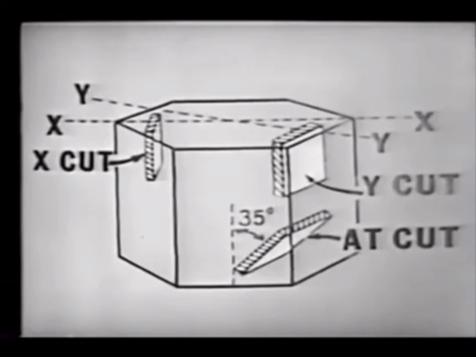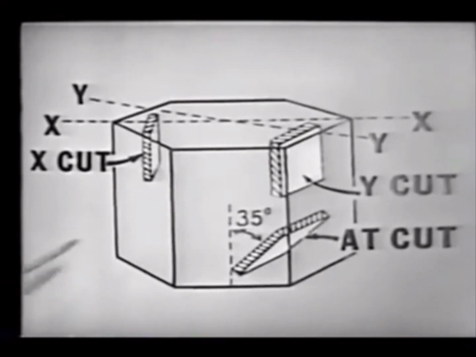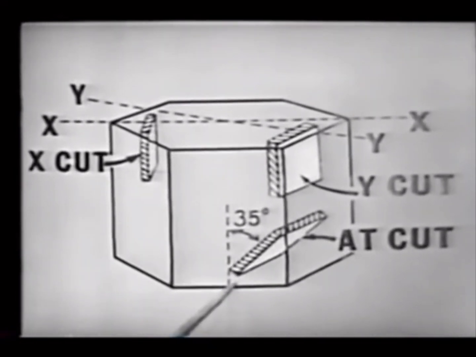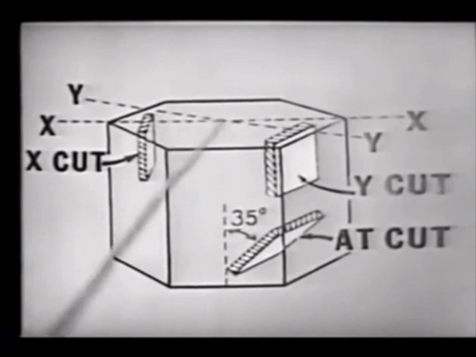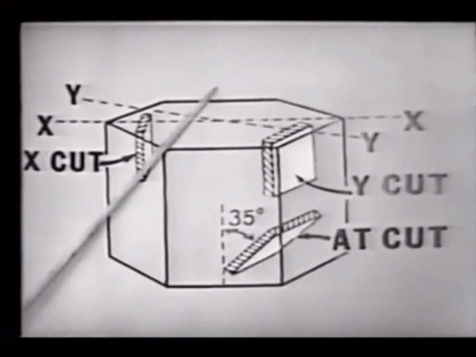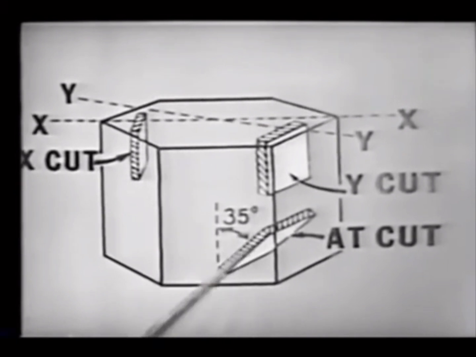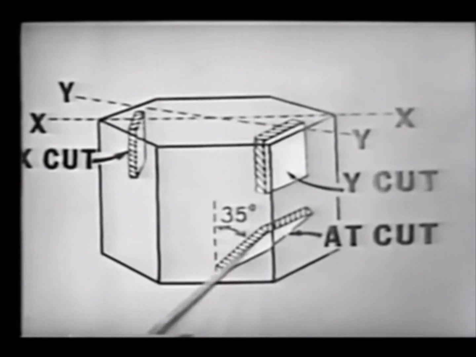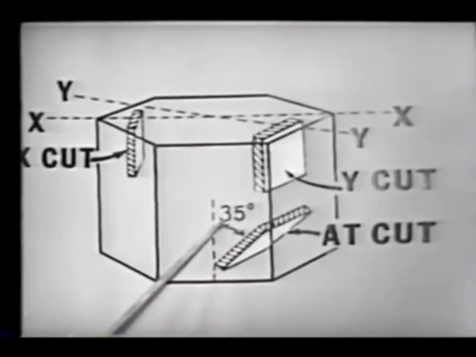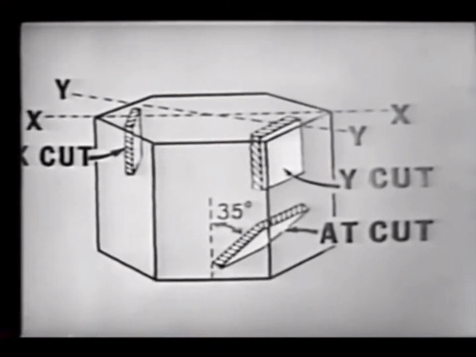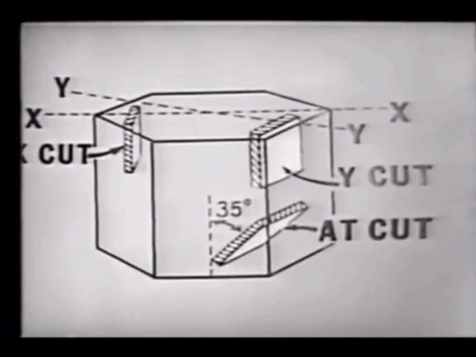Now, this time we're going to cut at an angle from the z-axis. Recall the z-axis passes through the center of the crystal from end to end. And for this cut, we'll cut at a 35-degree angle from the z-axis. Remember, 35 degrees from this z-axis. Okay, back to the mock-up once more.